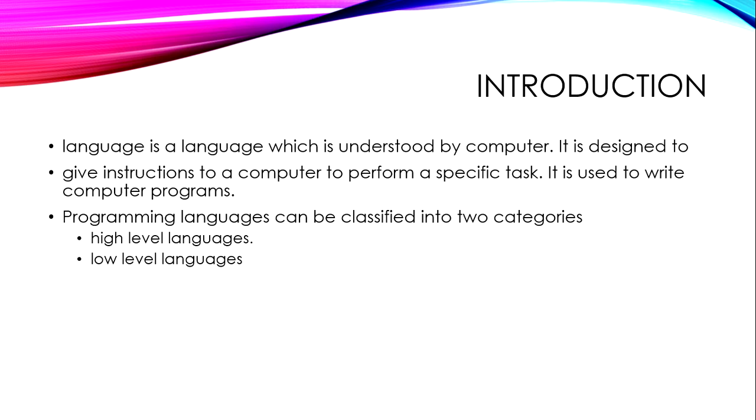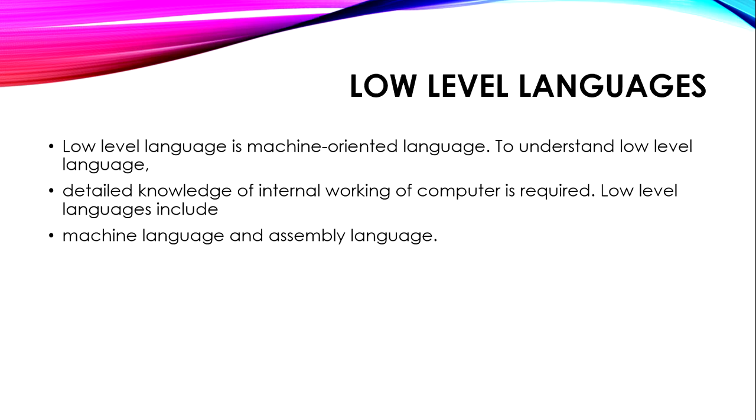Programming language can be classified into two categories: low-level languages and high-level languages. First, low-level languages. Low-level languages are machine-oriented languages. To understand low-level languages, detailed knowledge of internal working of computer is required. Low-level languages include machine language and assembly language.